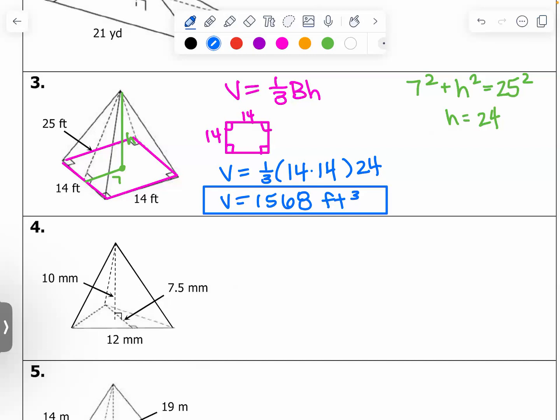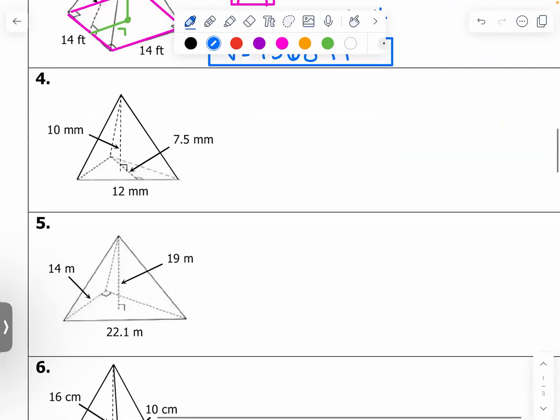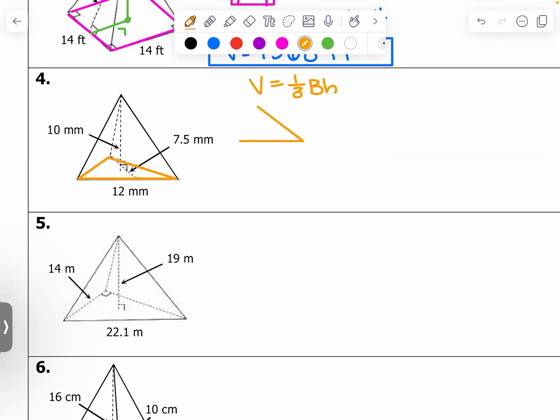Okay, what kind of pyramid do we got going on at number 4? We have a triangular pyramid. So what I'm going to do, I'm going to trace this guy. There's our base. Okay. So the volume is 1/3 area of the base times the height. And I'm going to redraw that triangle over here.